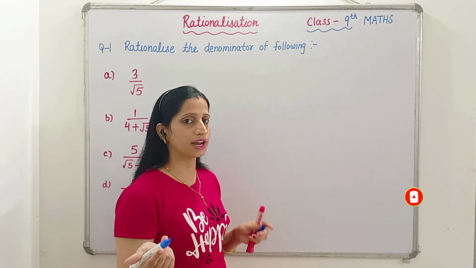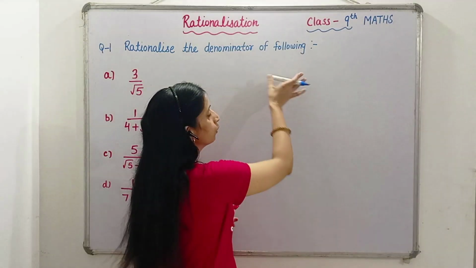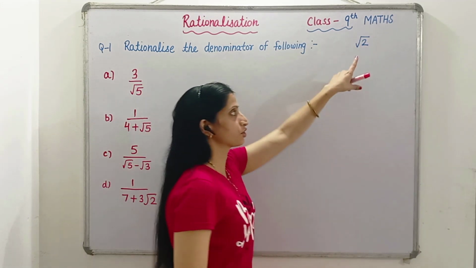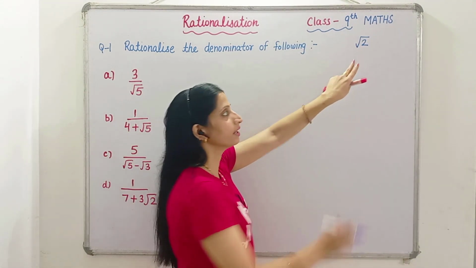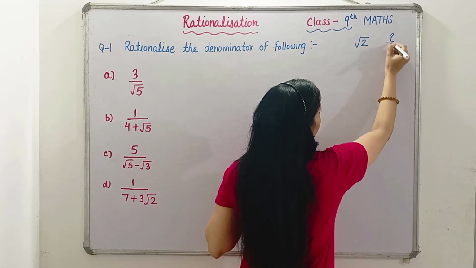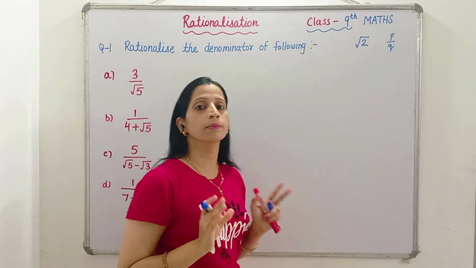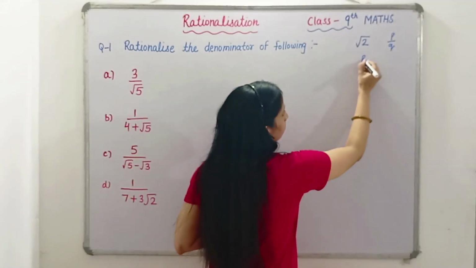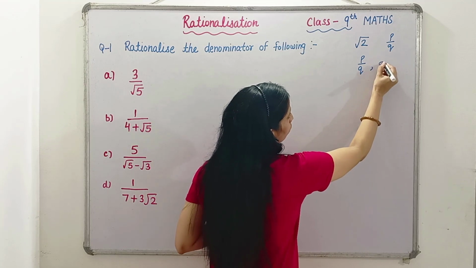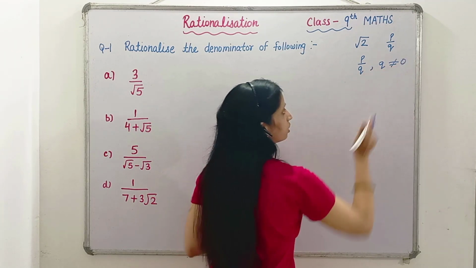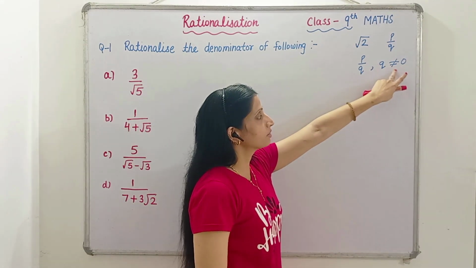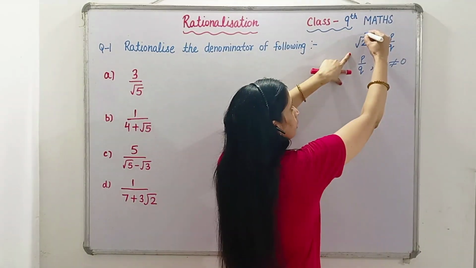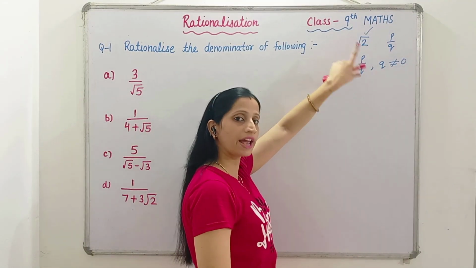Now first understand what rational numbers are. For example, take an irrational number. Root 2 is an irrational number. It cannot be written in the form of p by q. Rational number means the numbers which can be written in the form of p by q, where q will never be equal to 0. Okay? This means in rationalization, what will we do? We will convert the given irrational number into a rational number.